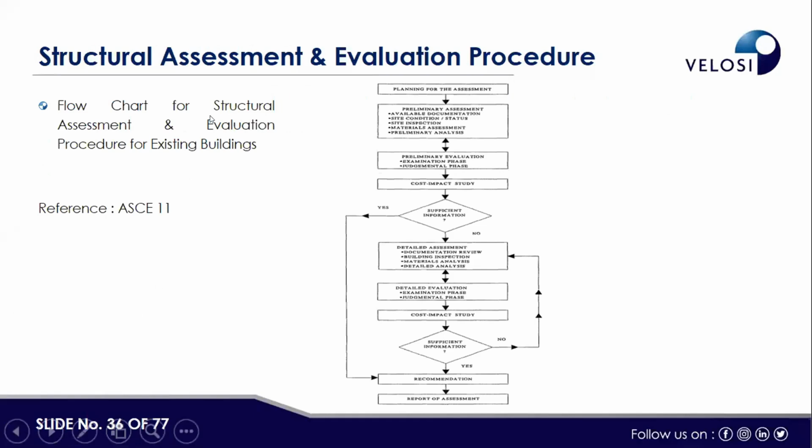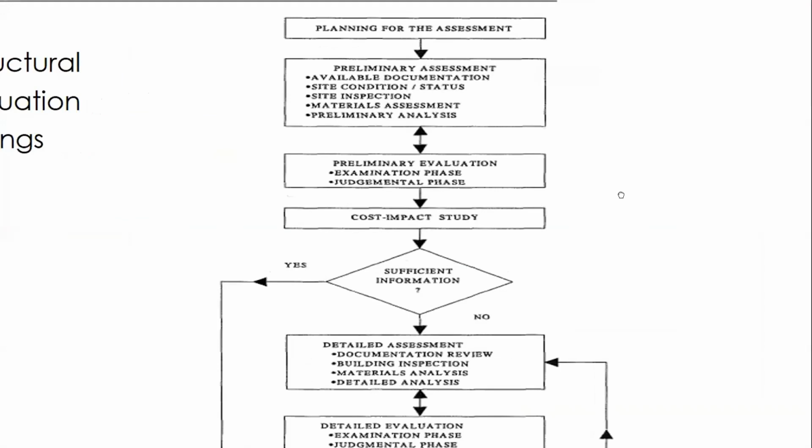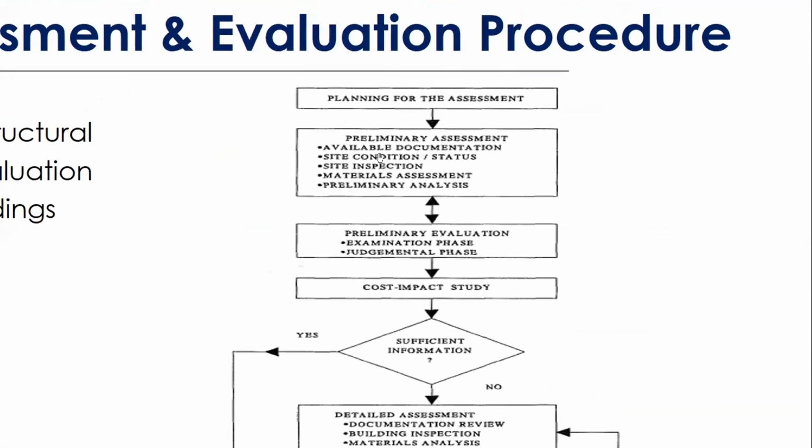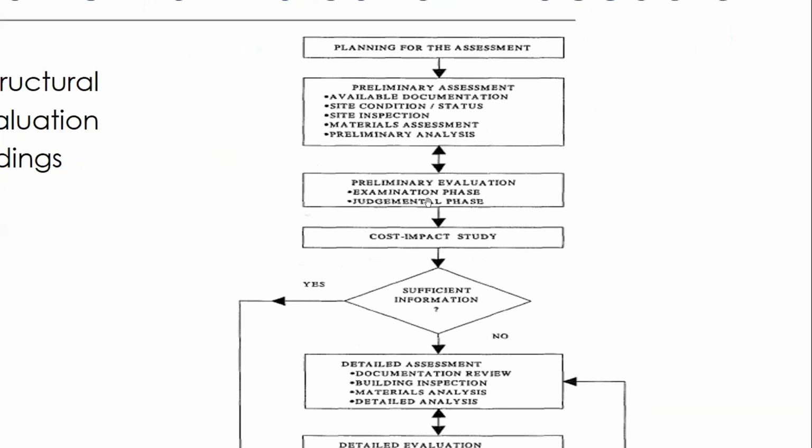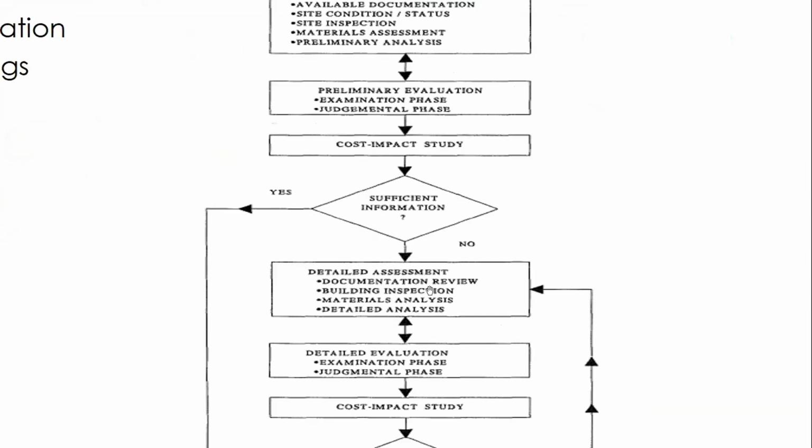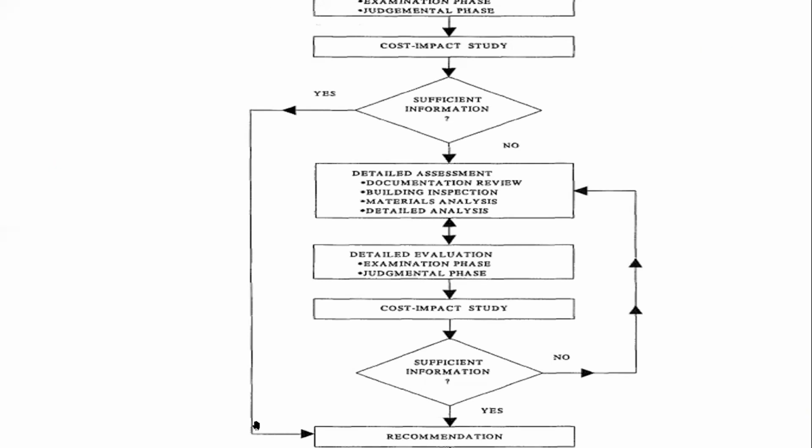Now, the flowchart for structural assessment and evaluation procedure for existing buildings as per ASCE 41. We can see planning for the assessment, then preliminary assessment. It's the same as we went through in the index of these standards, but here the sequence is shown. First the preliminary assessment, then availability of documentation, site condition status, site inspection, materials assessment, preliminary analysis, then preliminary evaluation, then the examination phase, judgmental phase, and cost impact study, like what is required to be done. Then sufficient or insufficient information: if sufficient information, then we go for recommendation.